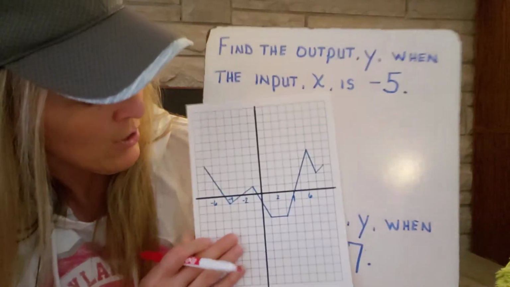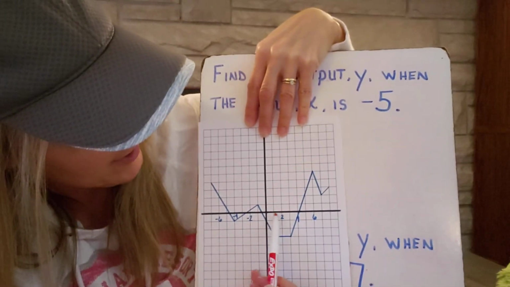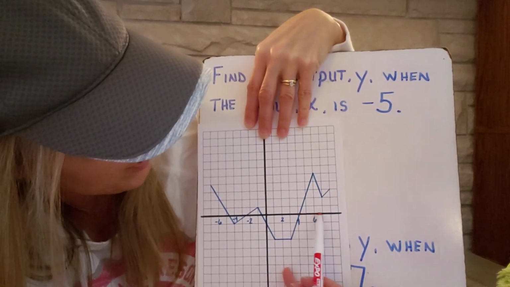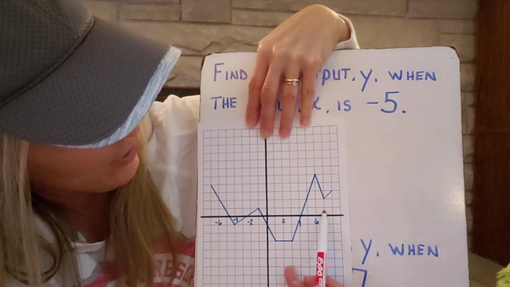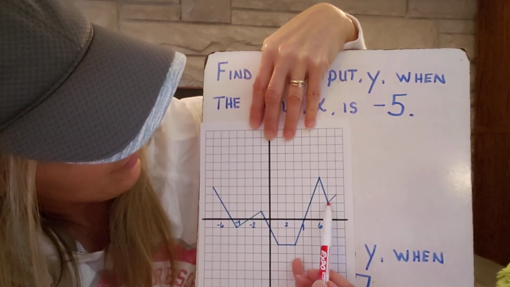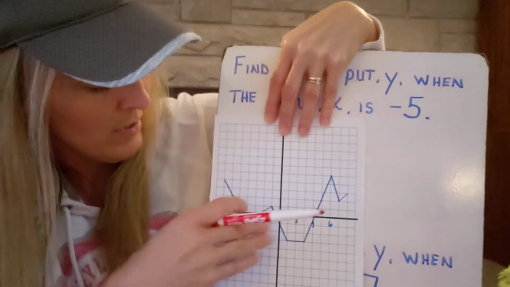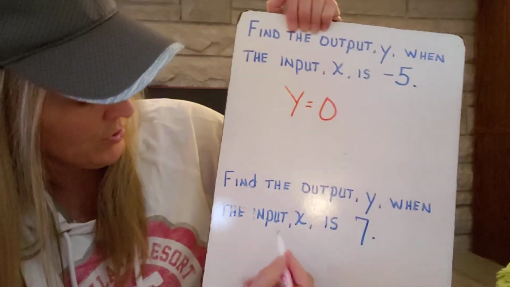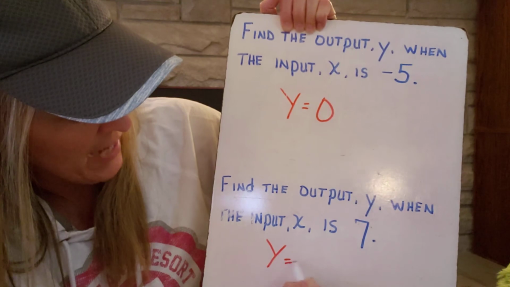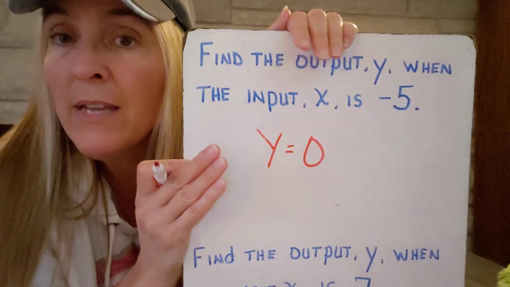You look at this graph that they give you, and you come over when x is 7. There's 2, 4, 6. There's 7. I go to my graph, and it says y is up here at 2. So you would simply put y equals 2. And that is the second required exercise for Monday, April 20th.